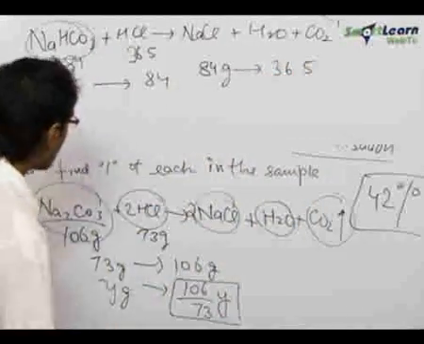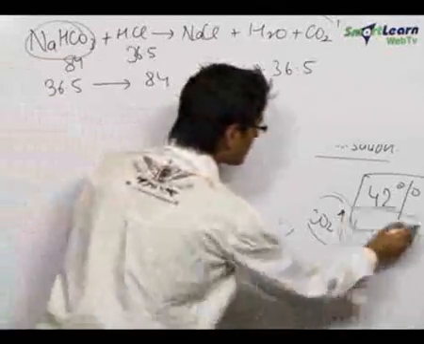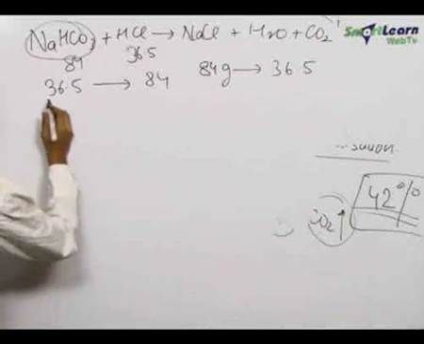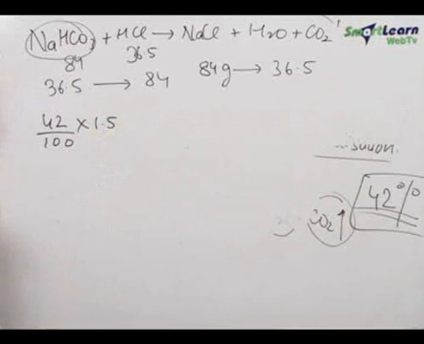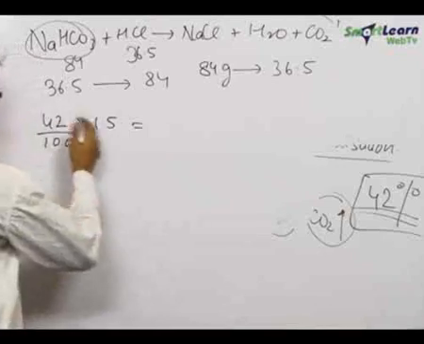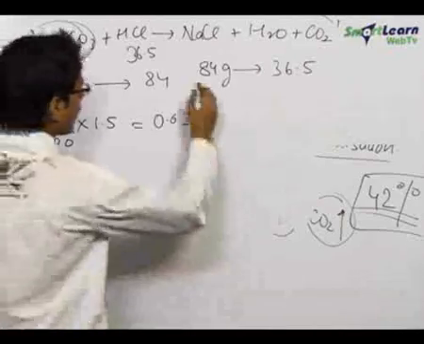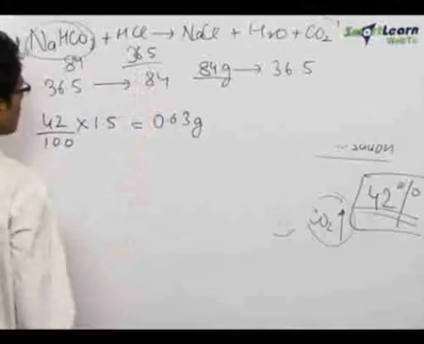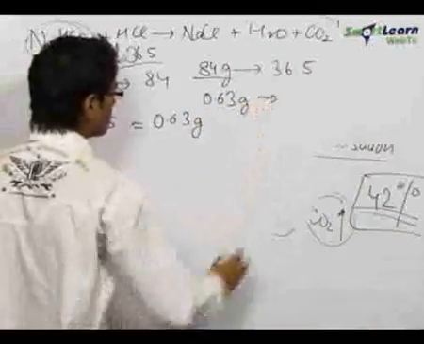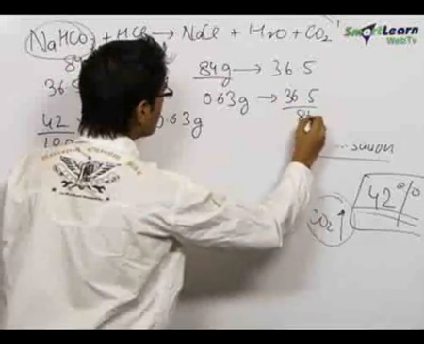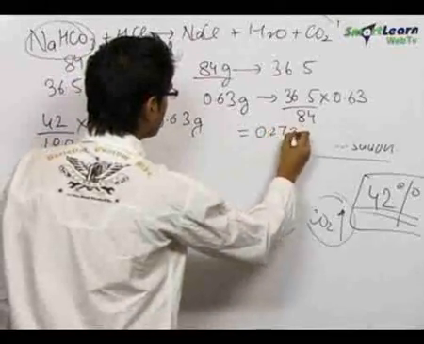And we know that in the 1.5 grams of our sample, we need the amount of NaHCO3 present. Since the sample has 42% of NaHCO3, we have the amount of NaHCO3 as 42 by 100 into 1.5, which is equal to 0.63 grams of NaHCO3 present in the 1.5 grams of sample. So 84 grams of NaHCO3 is utilizing 36.5 grams of HCl. 0.63 grams of NaHCO3 will utilize 36.5 upon 84 into 0.63, which is equal to 0.2737 grams of HCl.